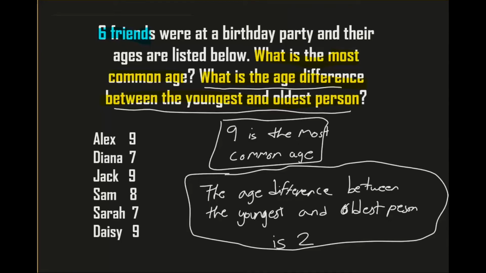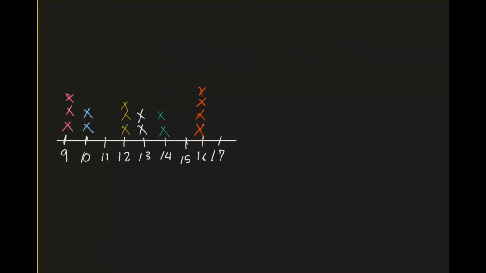So now, why don't you try a problem on your own? So here we have a line plot. Now we will use this, and then we're going to find out which number has the most x's, and then you're going to find out the difference between the least number and then the most number.